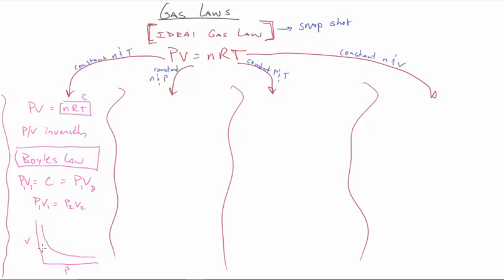All right? Okay. So the next one, I'm going to look at if I've got a constant number of moles and pressure, what does PV = nRT actually look like?